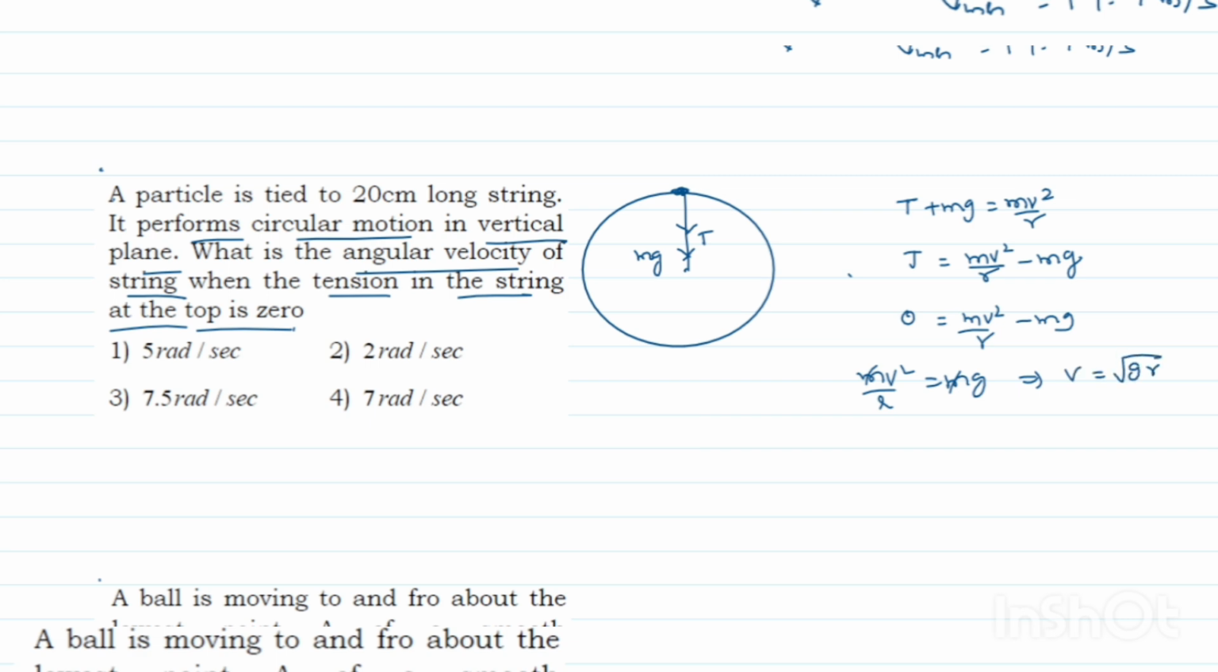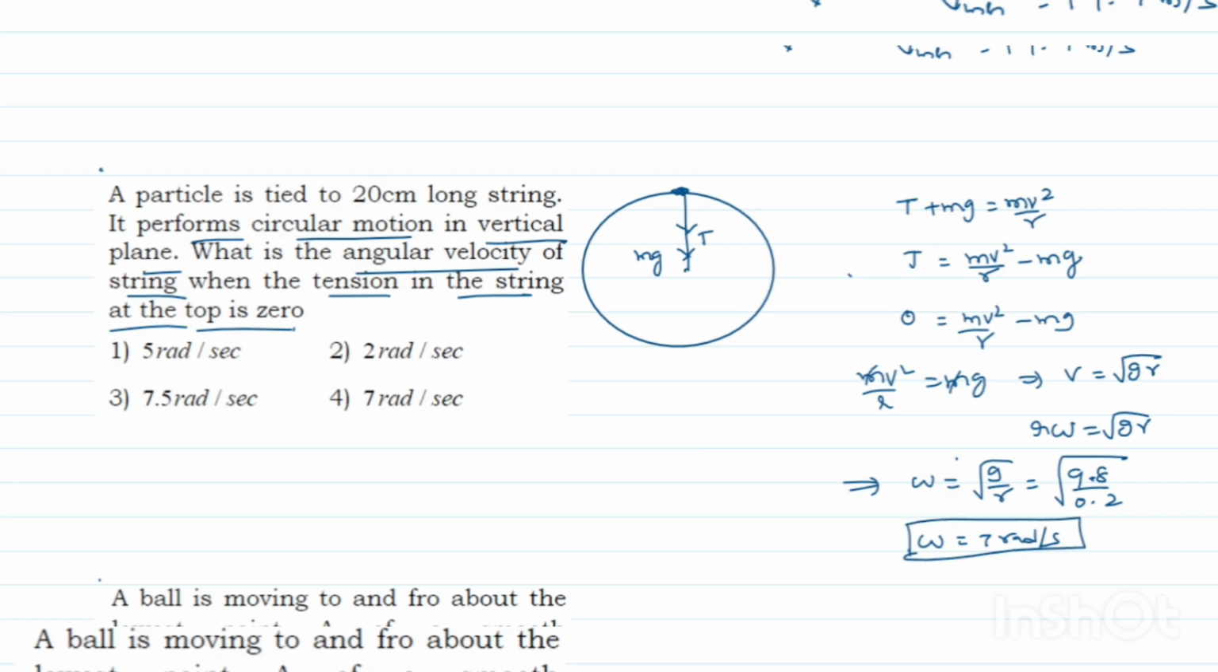When you are taking angular velocity, v equals r omega, which equals root gr. So omega is root over g by r. This is the formula for angular velocity. g value is 9.8, radius is given as 20 centimeter, so you can take 0.2 meter. So 98 by 2, removing the decimal, is 49, that is nothing but 7 radian per second. 7 radian per second is the correct answer.